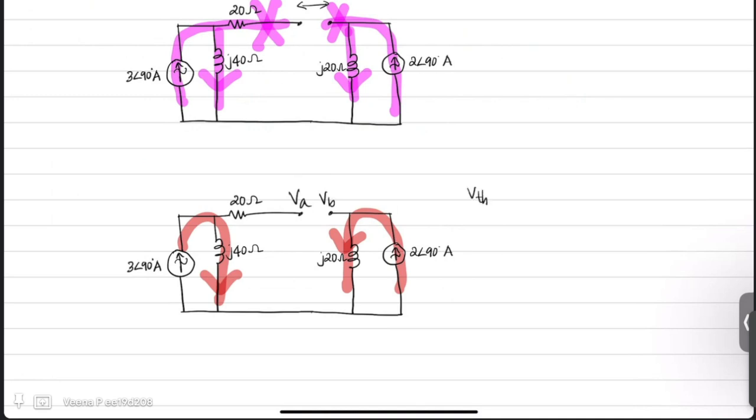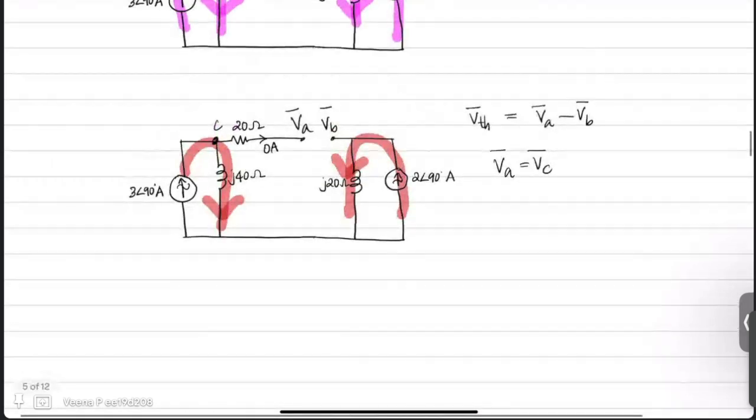V Thevenin phasor is nothing but the difference in the node voltages, which are VA and VB. Now, if I call this node C, you observe that VA is the same as VC because there is no current through 20 ohm. That means there is no voltage drop across 20 ohm. So VA will be the same as the potential at node C. Now, what is the potential at node C?